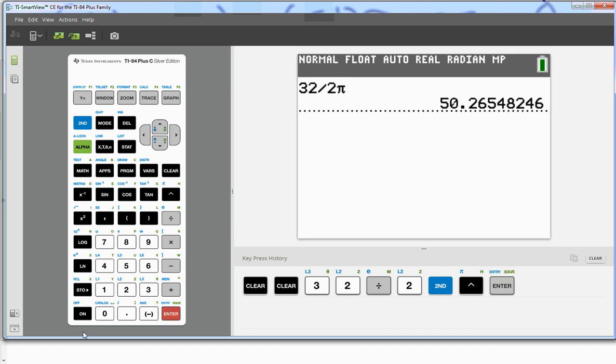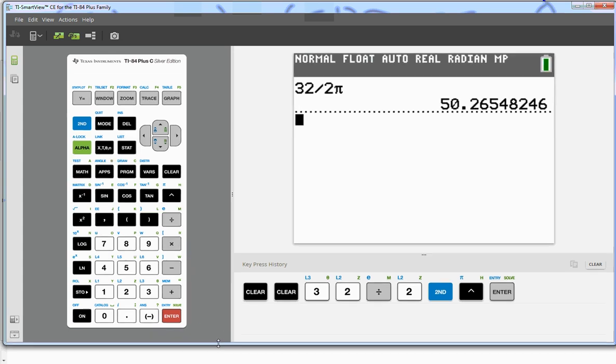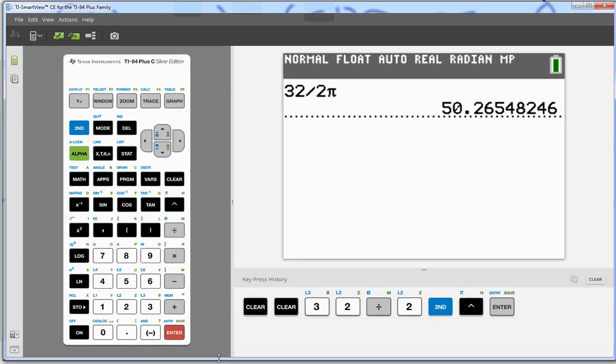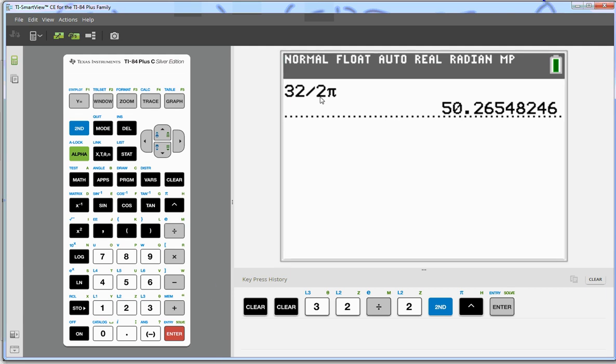And I got 50. Hopefully, if you've got your math sense on, you'll say, I just divided 32 by a number and I got a larger number. What happened? What this is doing is dividing by 2, and since we didn't put parentheses around it, it is multiplying by pi. So this is the same as 16 pi, which is, 16 times 3 is about 48. So this looks about right.